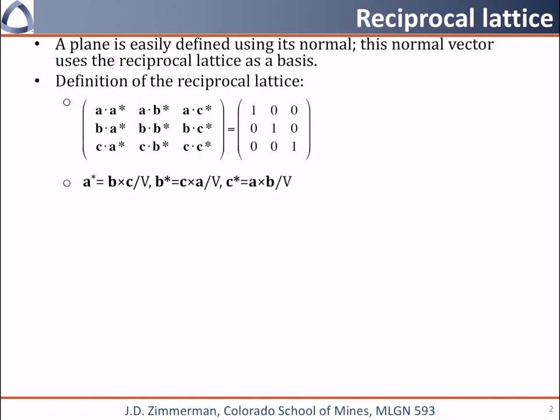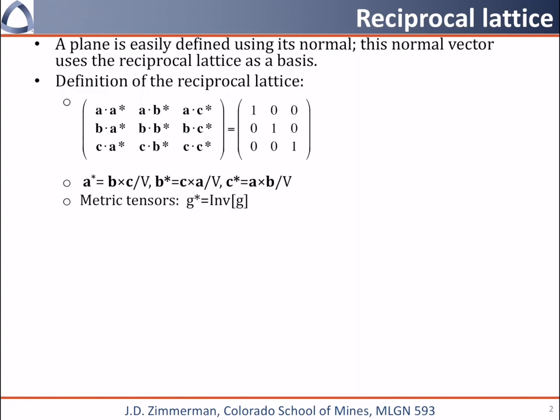The second way we defined vectors in reciprocal space kind of comes out of this matrix you have above. If you take the cross product of B and C, you get a vector that is perpendicular to both of those directions. And then we divide by the volume and we get the reciprocal lattice vector A star. And similarly, B star is C cross A divided by the volume, and C star is A cross B over the volume.